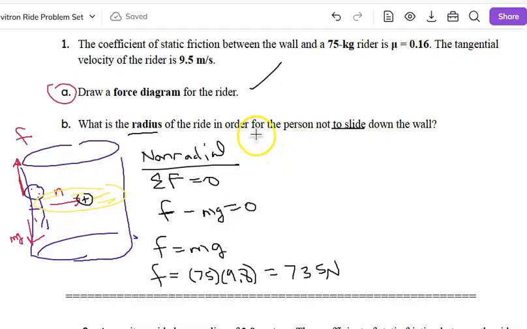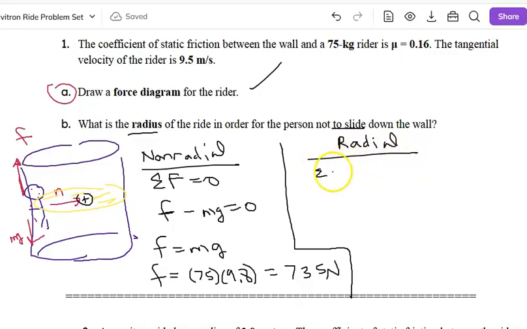And then we want them to, that's friction, but radius you can see isn't anywhere here. Where does radius come in? In the radial column. It is sum of the forces equals mv squared over r. You have to have an inward force. You don't have to have an outward force.